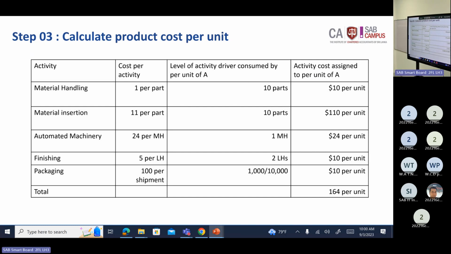So these automated machines operate only in factory 1, so these activities relate only to factory 1. The finishing part is done in factory 2, so the finishing-related overhead cost comes from factory 2. But here we ignore it. That is not relevant to us. We allocate the cost based on activity.